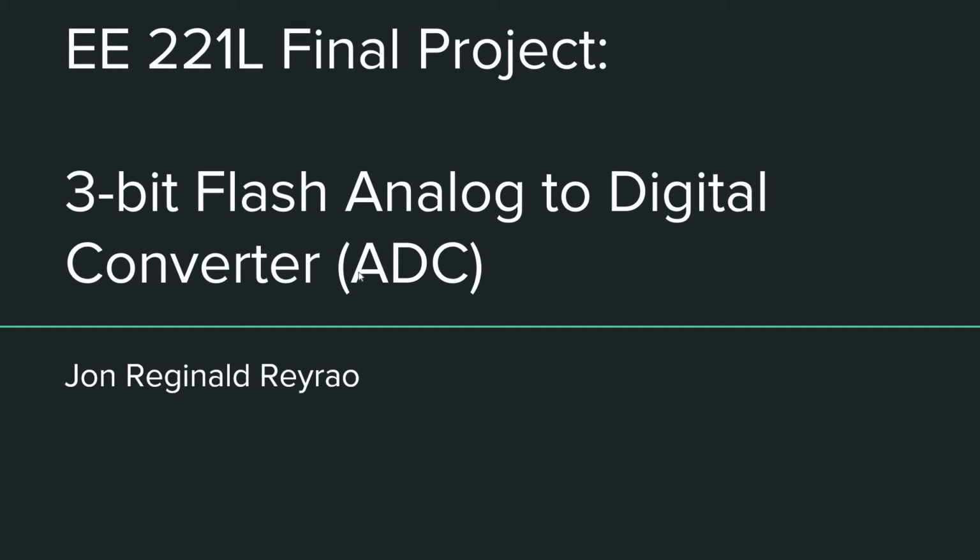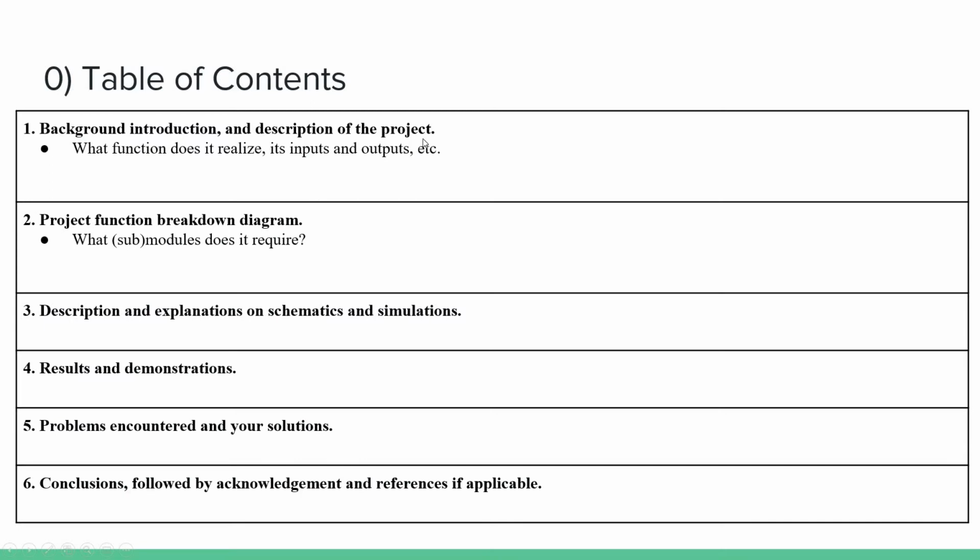Hello, my name is John Ray Rao, and I'm going to present my final project, which is a 3-bit flash analog to digital converter. In terms of what I'll go over, the first part is what analog and digital signals are, and what you would expect in terms of inputs and outputs of an analog to digital converter.